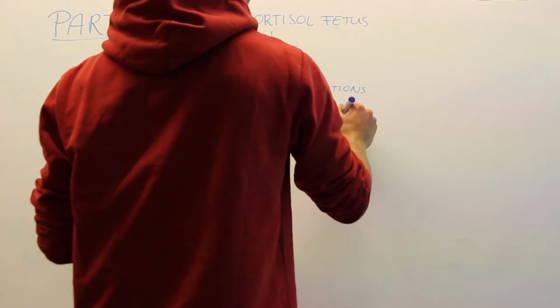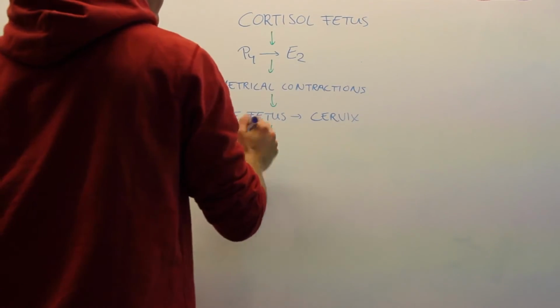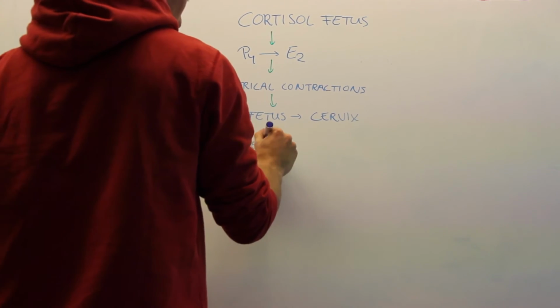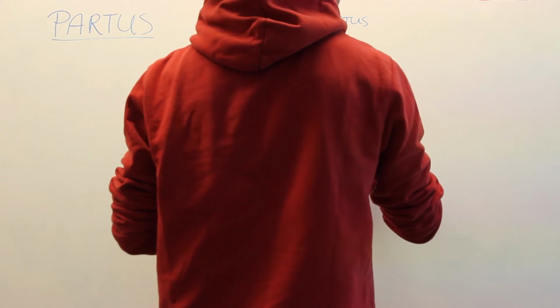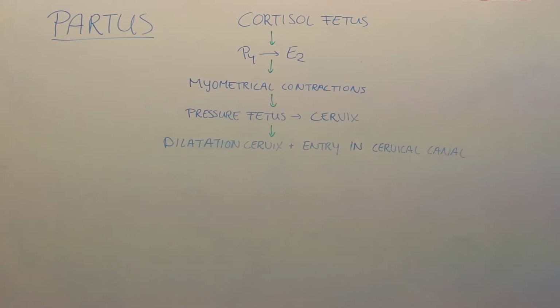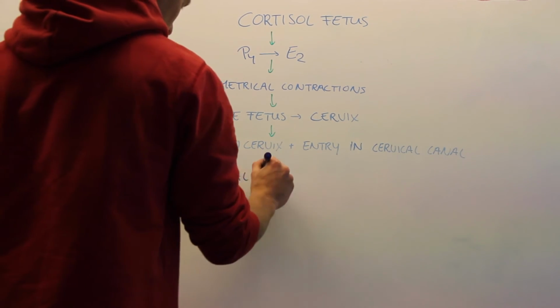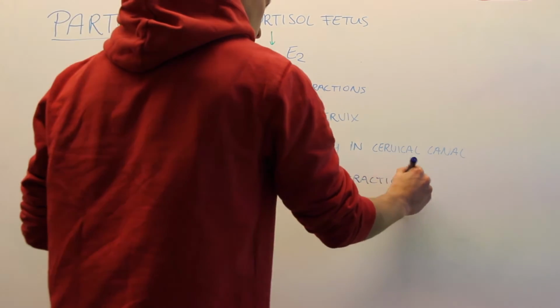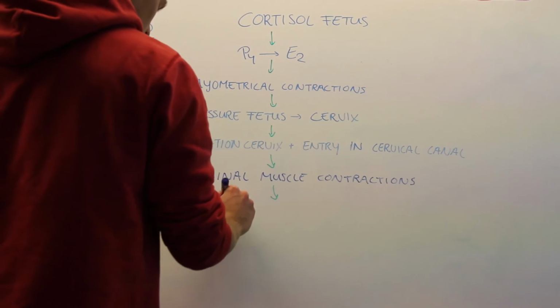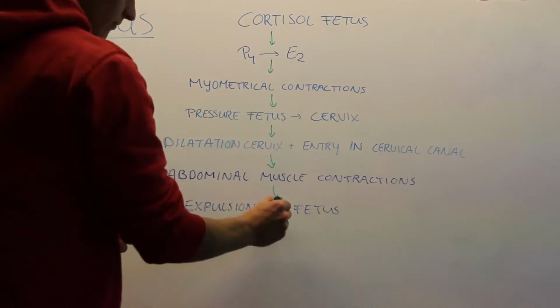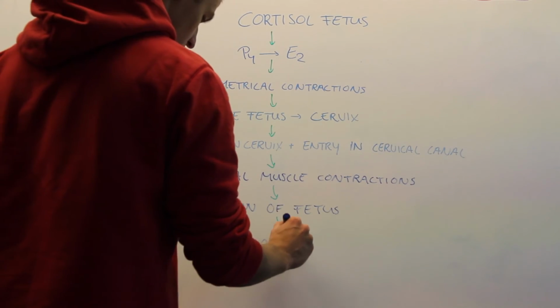The fetal cortisol release causes the conversion of progesterone to estradiol. This causes myometrical contractions, increasing the pressure inside the uterus. This causes the calf to push against the cervix. As the calf is pushed into the cervical canal, it dilates the cervix. This causes abdominal muscle contractions, aiding in the expulsion of the fetus and the fetal membranes.